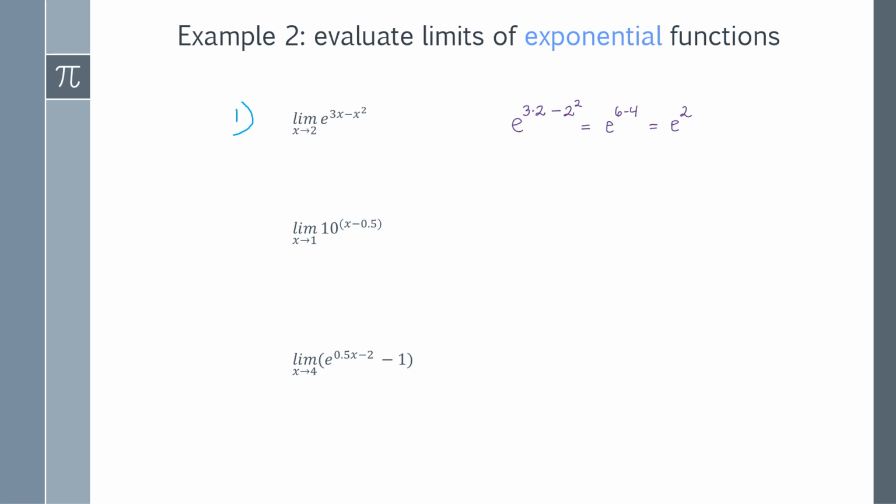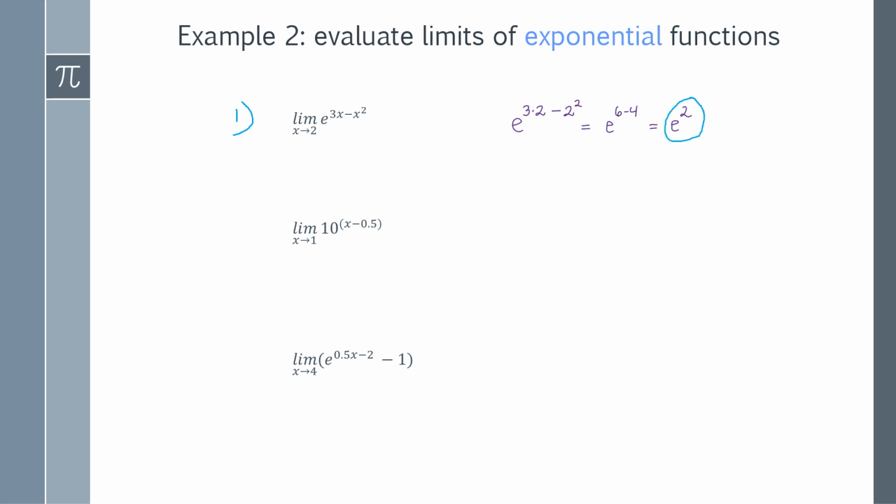Here is my solution. All we have to do is plug in 2 for x everywhere we see it, and we get e to the power 6 minus 4, which is just e squared. You leave it as is. You do not need to approximate this number. In fact, I encourage you to keep it in the exact form. So that is your answer right here.